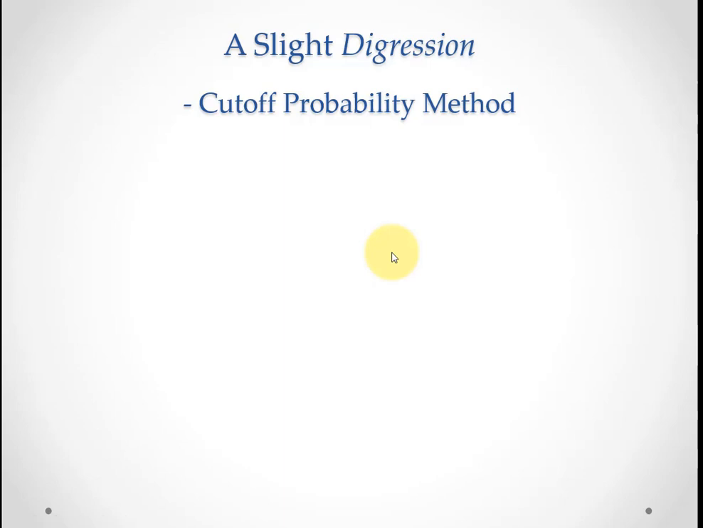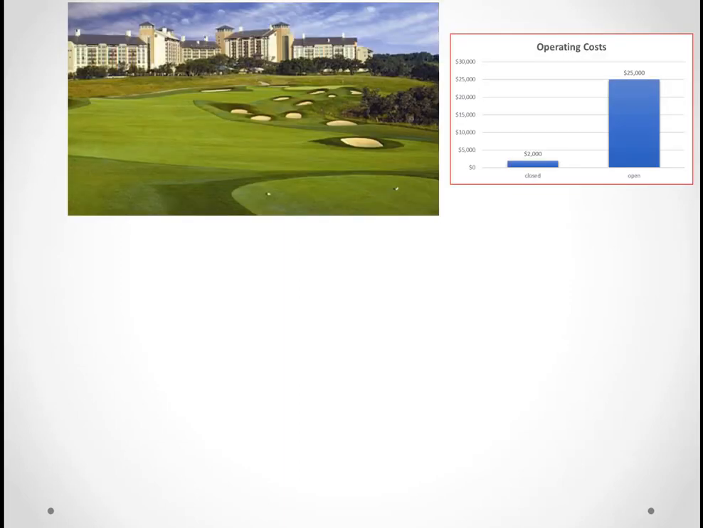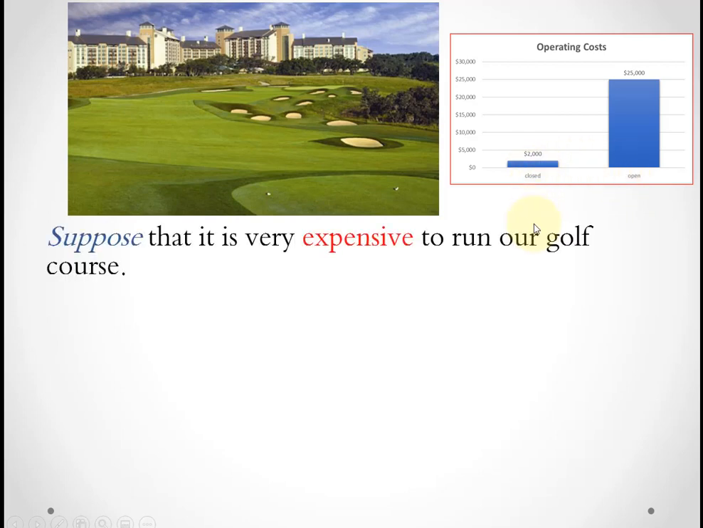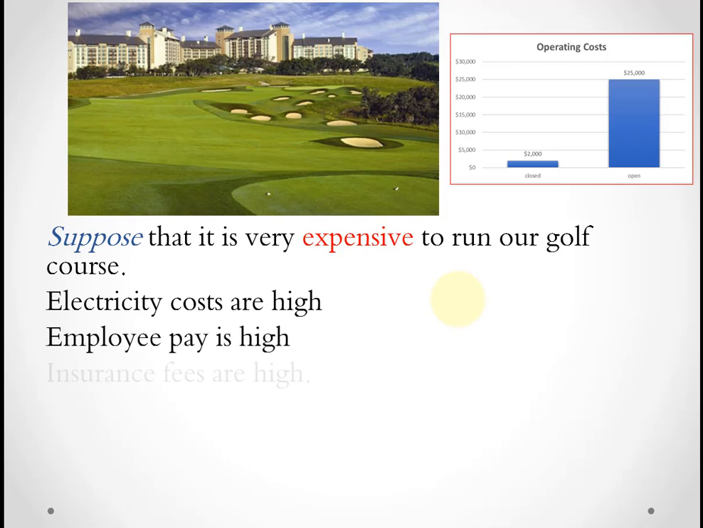Okay, now we want to take a slight digression and discuss something called the Cutoff Probability Method. And then we'll come back to complete Bayes again. So let's suppose that we're running a very expensive golf course. And let's suppose that the operating costs are quite high, especially when this might be the daily costs. And when the course is open, the costs are much higher than when the course is closed. So we'll suppose that it's very expensive to run our golf course. Electricity costs are very high. Employee pay is high. Insurance fees are high, and so on.